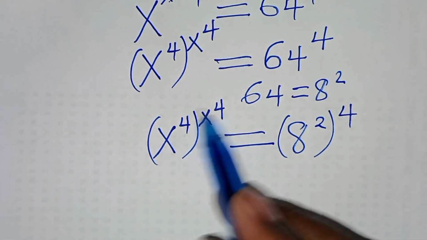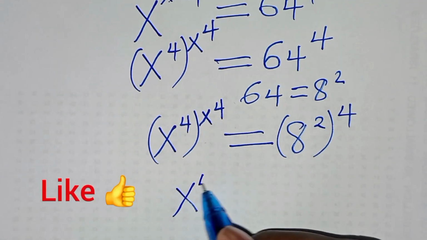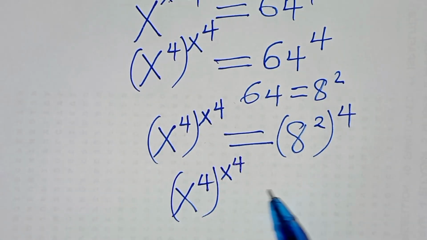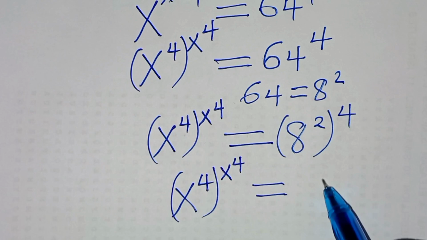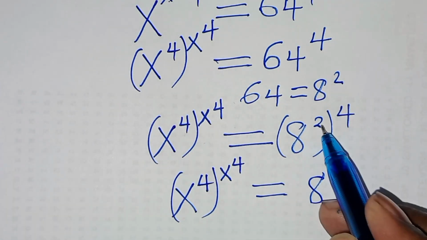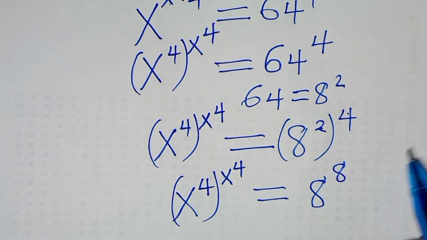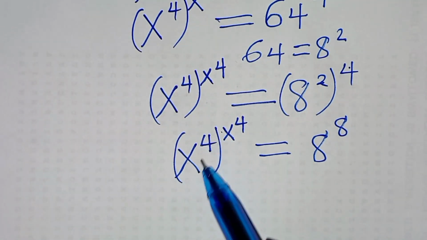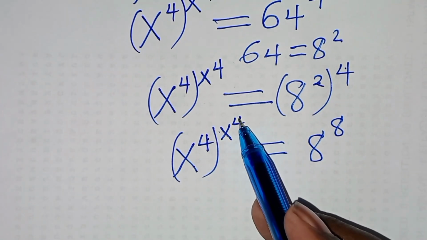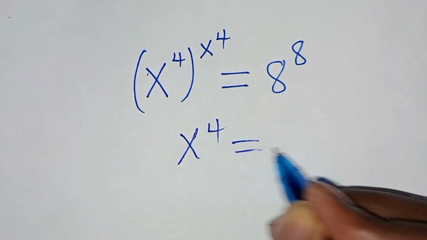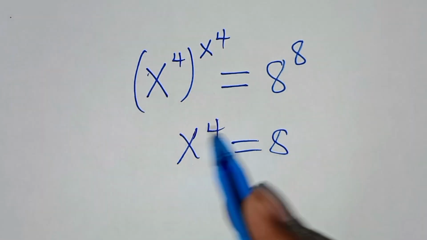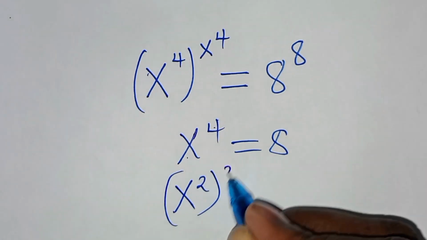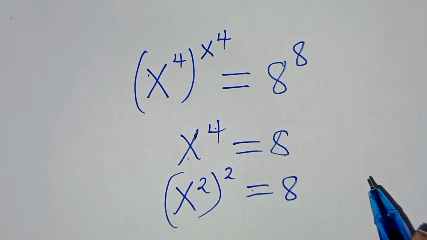Now, again here, we have x raised to 4, then raised to power x raised to power 4. This is equal to 8 raised to power 2 times 4, which is 8. This is actually interesting because we have the form of x to power 4 raised to power x to power 4 is equal to 8. The next step, we can express x to power 4 as x to power 2 raised to power 2. This is equal to 8.